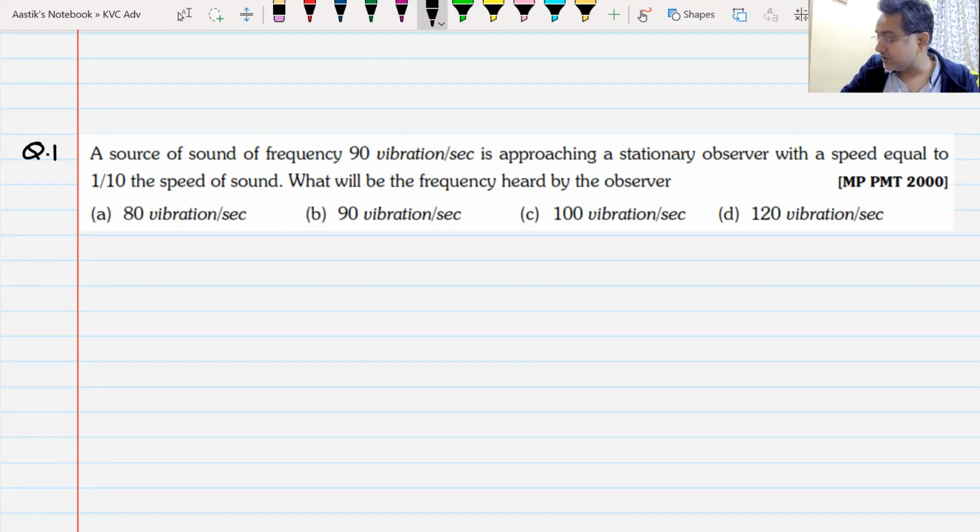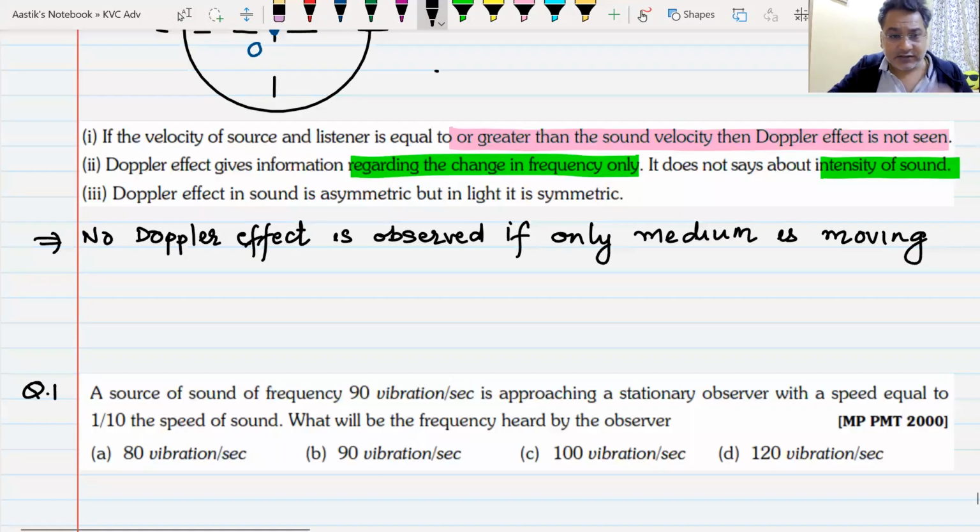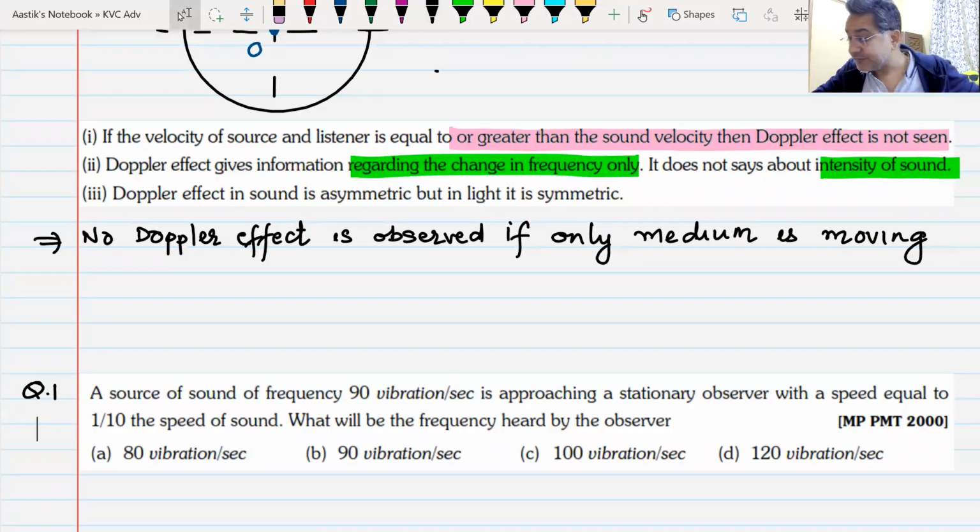So this is the question and these are the previous points. Go through the previous points, solve this question and let me know the answer. I'll give you 2 minutes. 100 vibrations per second, that happens to be the right answer. How are we supposed to do this?